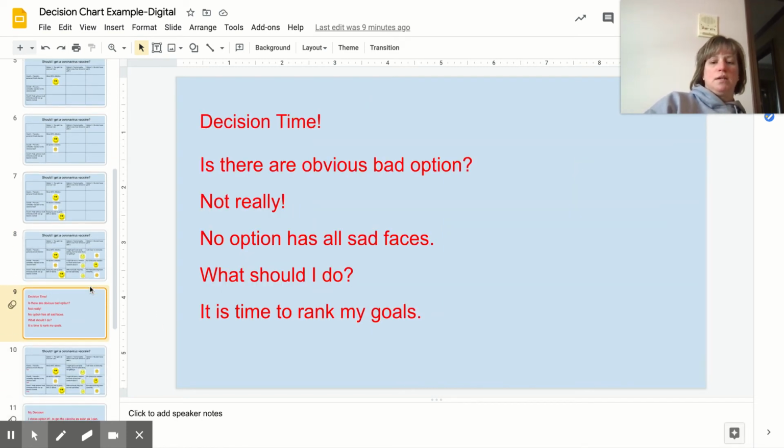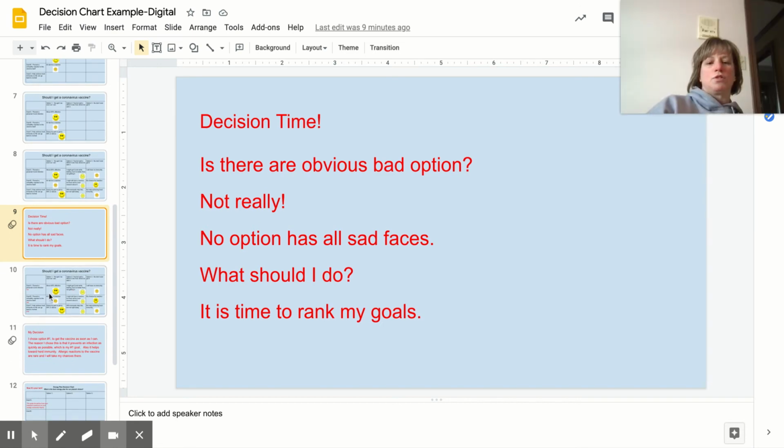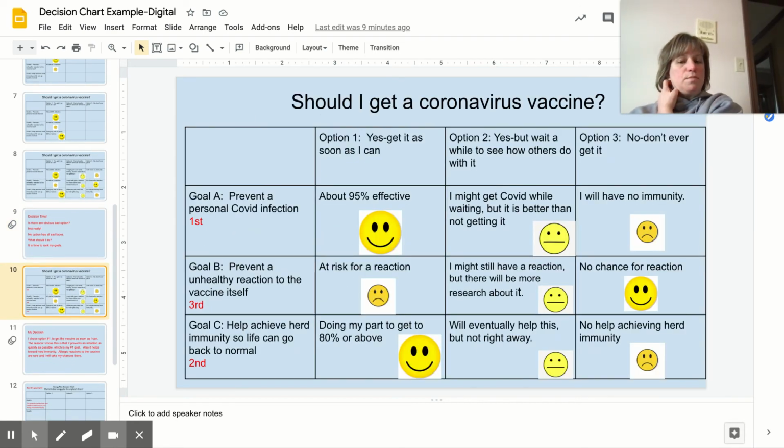And this is something you will probably need to end up doing too, and that is ranking your goals. So notice in red over in the left, I ranked my goals. My most important goal, and maybe if you were doing the same decision, you wouldn't say that is your number one, but my personal first important goal is to prevent a COVID infection. My second goal that I think is the most important too is to help achieve herd immunity. And my third goal is actually to prevent the vaccine reaction. So you guys can see when I ranked this as my first goal and this one as my second goal, now it becomes clear which path I should take.